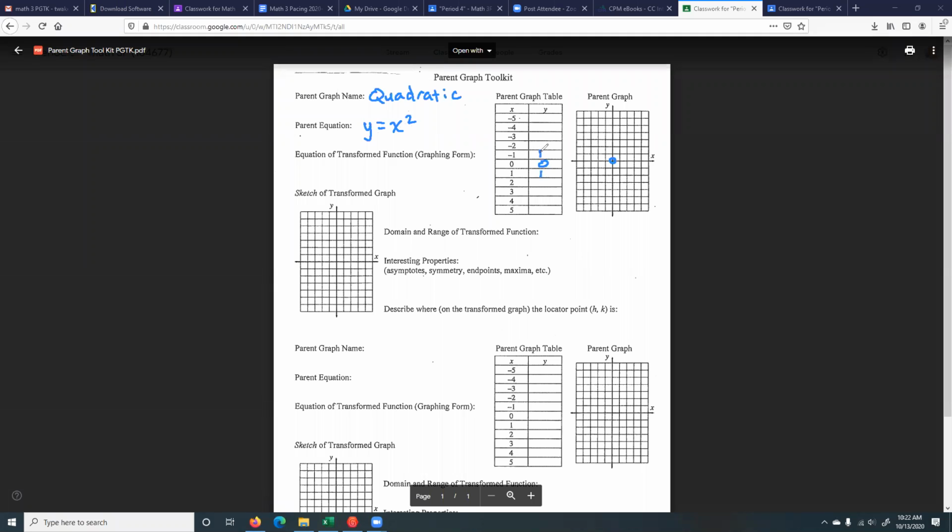Negative 1 squared is also 1. When I put in 2, 2 squared is 4, and negative 2 squared is also 4. When I put 3 squared, I'm going to get 9, and negative 3 squared is also 9. When I square 4, I'm going to get 16, and negative 4 squared is also 16. And 5 squared is 25, and negative 5 squared is also positive 25.